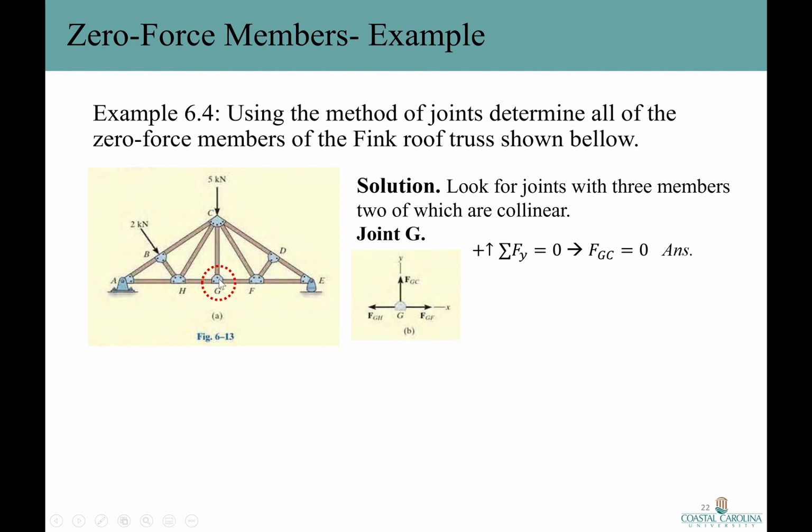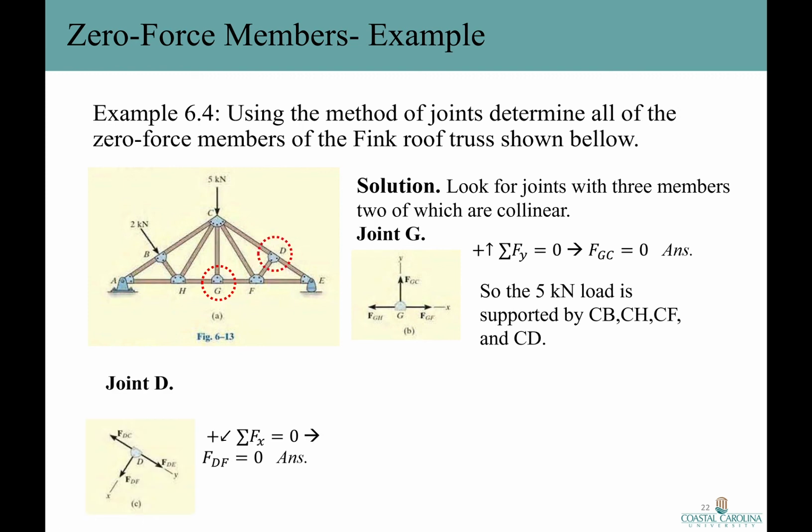So this is the joint G, right? That has this situation. If we draw the free body diagram of joint G, what do we have? We have F sub GH, F sub GF, and F sub GC. Writing down the equilibrium equation in y direction will give us that F sub GC is equal to 0. What else? Okay, so by eliminating this member, it's good to know that the 5 kilonewton force, the external force, is supported by these 4 members, CB, CH, CF, and CD.